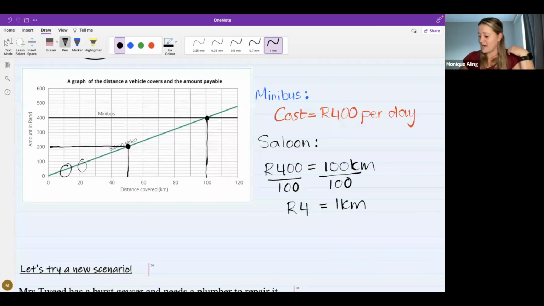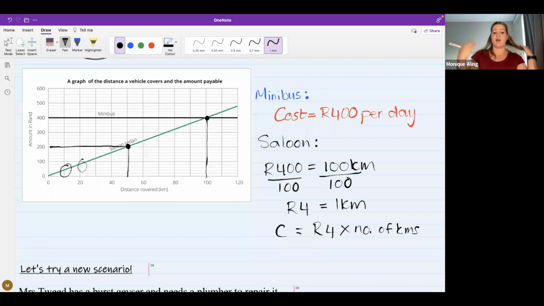So I could say that my cost is equal to 4 Rand, you can say times by X, or you can say times by number of kilometers, or times by distance. I just like to write number of kilometers because we are looking at kilometers specifically, and it goes up 4 Rand for every kilometer traveled.